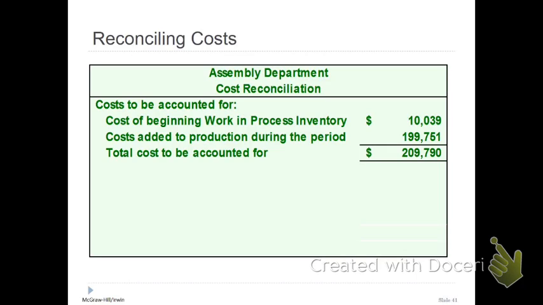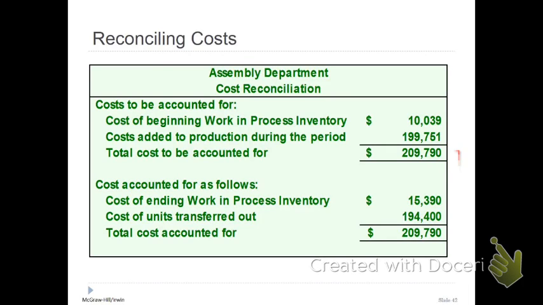Now, what most businesses will have is some form of a reconciliation, because all the costs that get into the units that are either the beginning work in process or what we added have to be accounted for. And so what we'll do is a cost reconciliation. Beginning work in process plus the costs added were 199 for a total of 209. And then that should total the 15,390 and the 194.4.